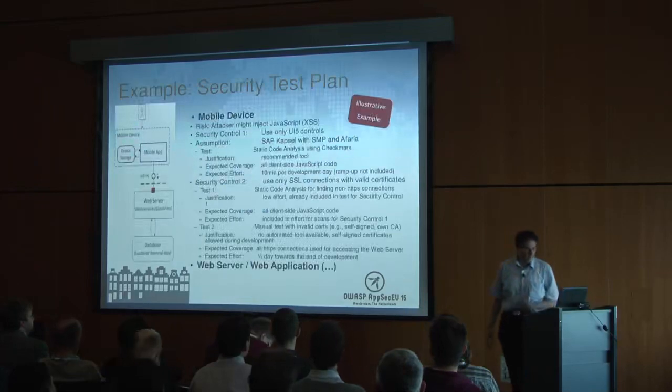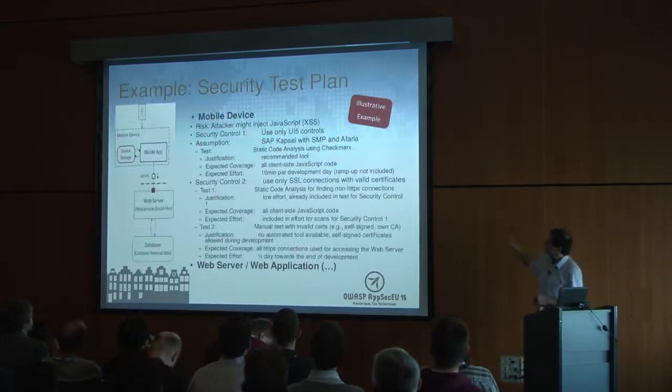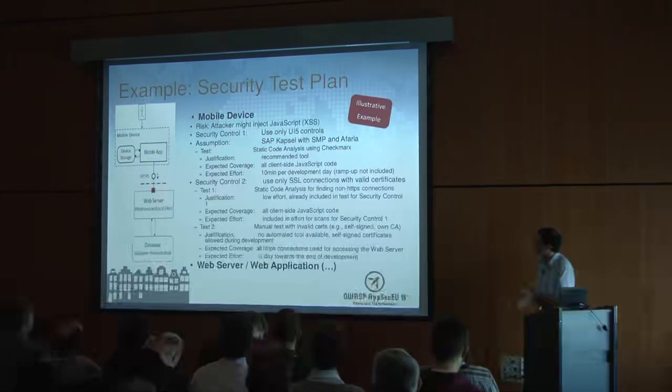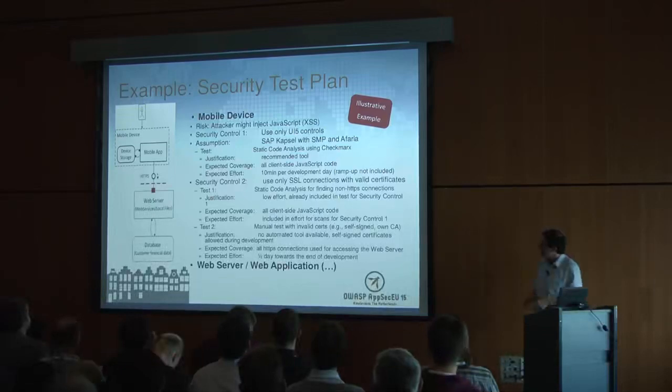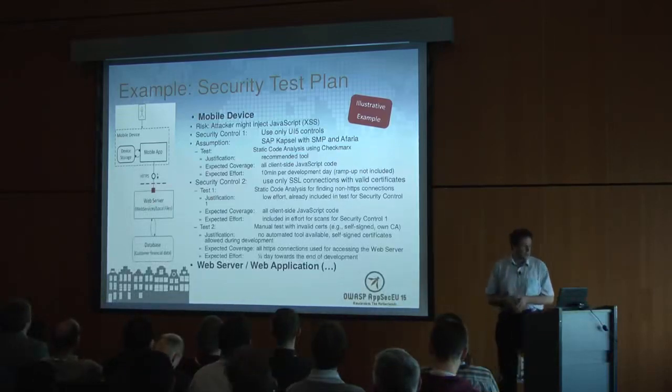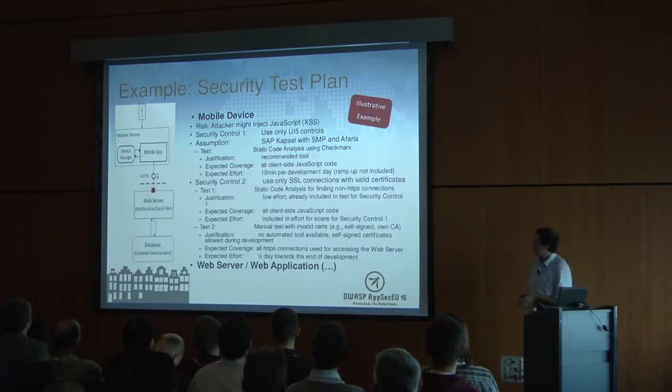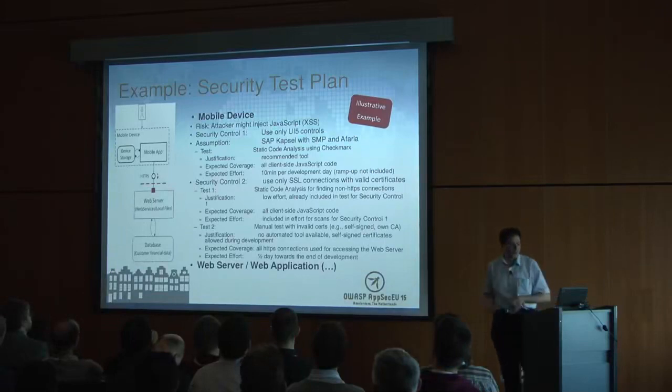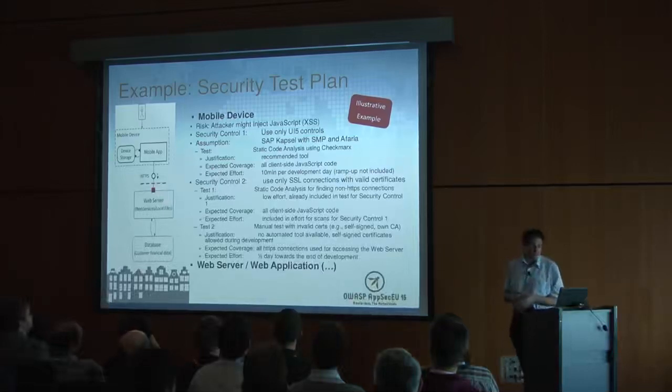And for example, this is really only an illustrative example, that's not a real test plan. I have a very simple application on the left-hand side. It's a small mobile application talking to a back-end server. And here, for example, I could assume that from the risk assessment, the first risk I identified is that an attacker might inject JavaScript code into the mobile application.